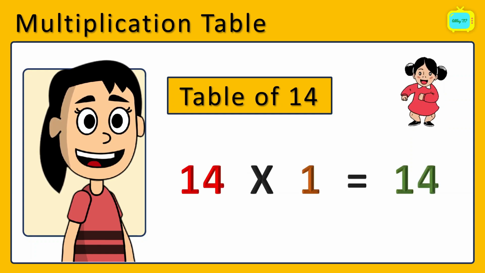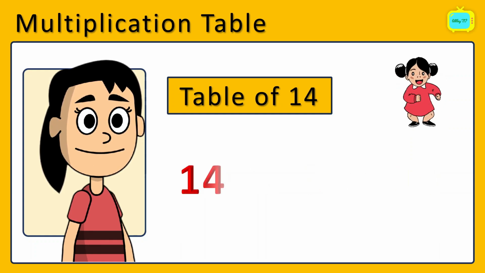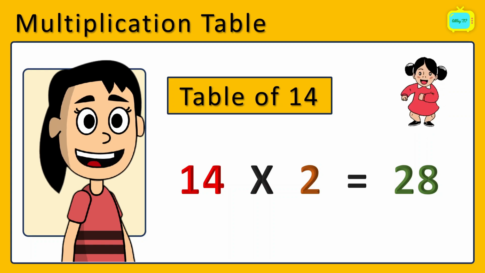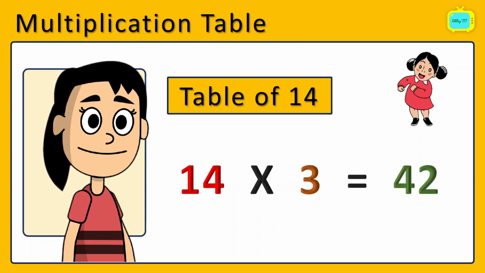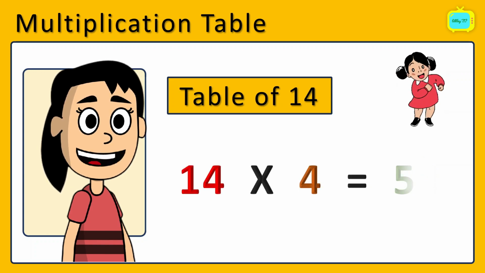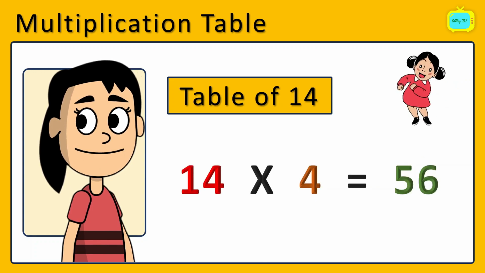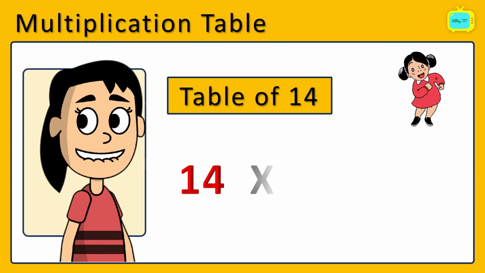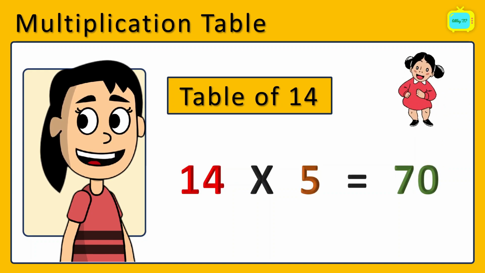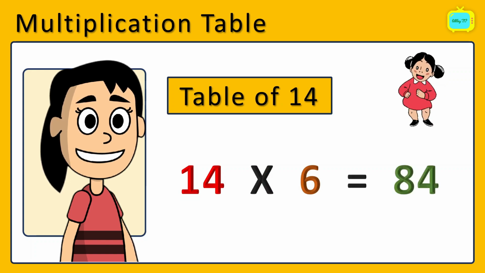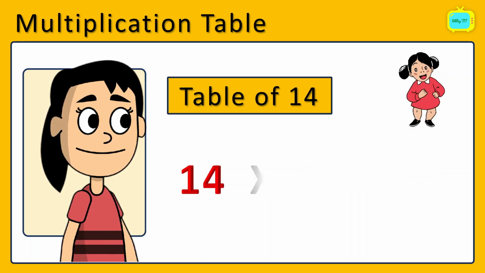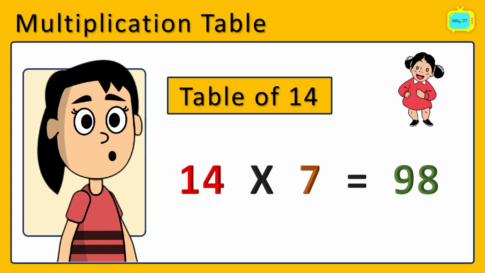14 1 is 14. 14 2s are 28. 14 3s are 42. 14 4s are 56. 14 5s are 70. 14 6 are 84. 14 7s are 98.